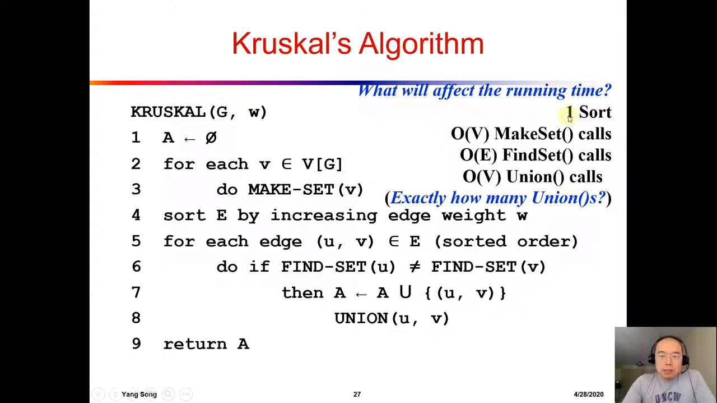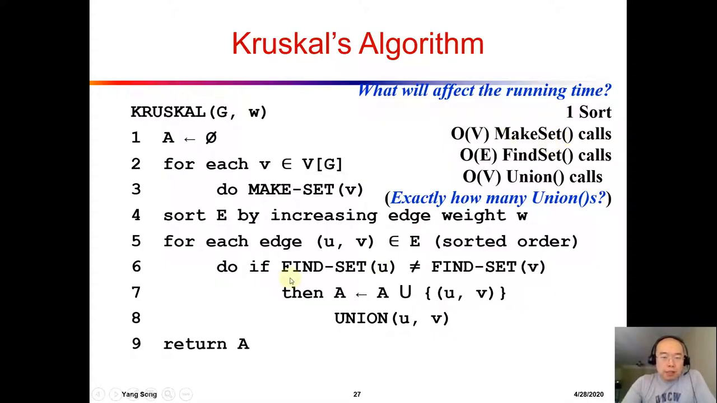The first one is a sorting, right? On line 4, there's a sorting, and we are sorting a total of E edges. After that, for lines 2 and 3, we have a make set for each of the nodes. So we have a total of V make set cost.